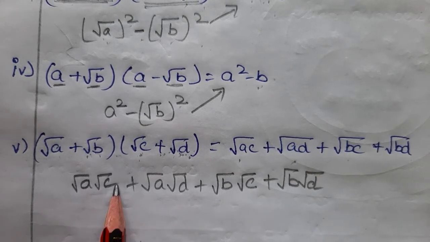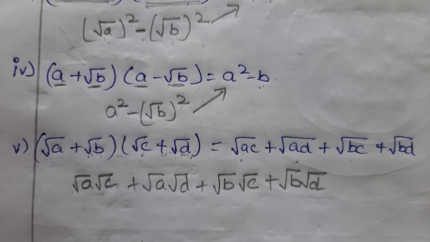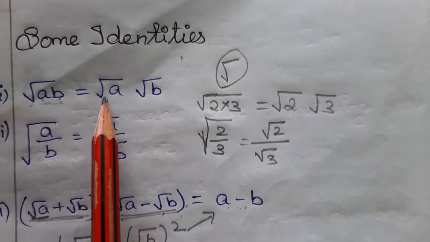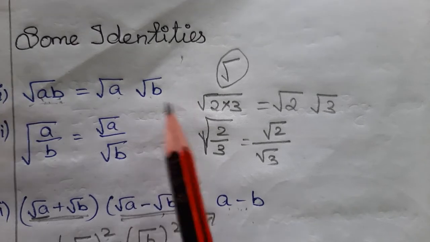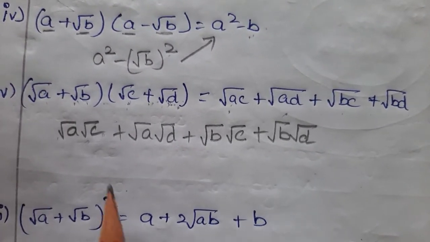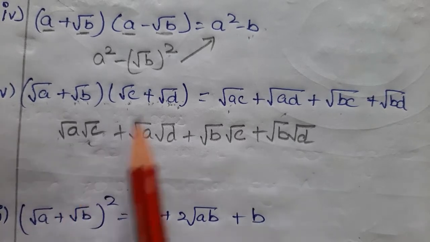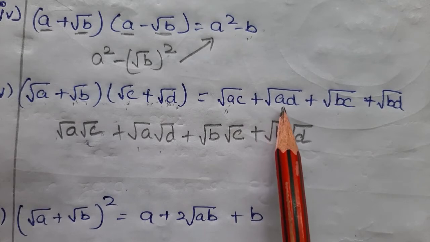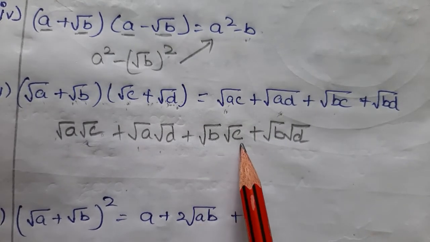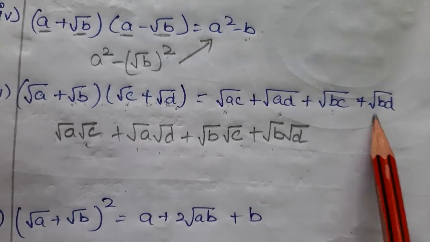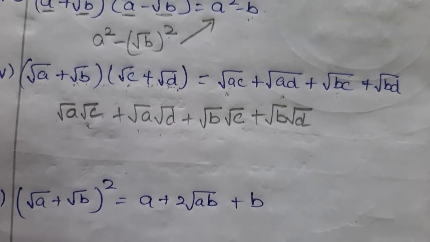So √a into √c, you can write as √(ac), right? That's what the first identity is saying. If it is a into b, you can write it as √a into √b. So the reverse also satisfies. That's why √a into √c is written as √(ac), √a into √d is √(ad), √b into √c is √(bc), √b into √d is √(bd), right?